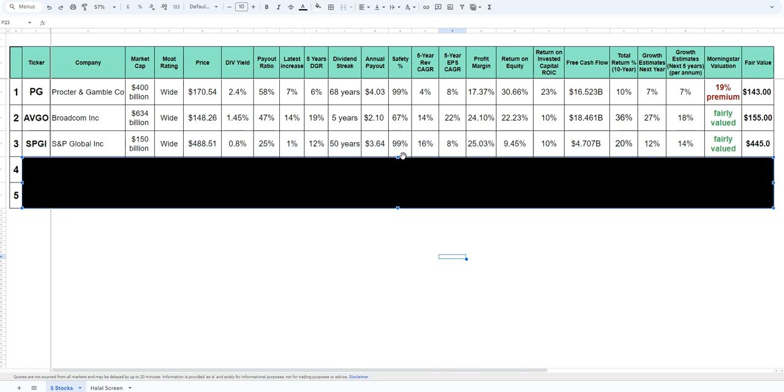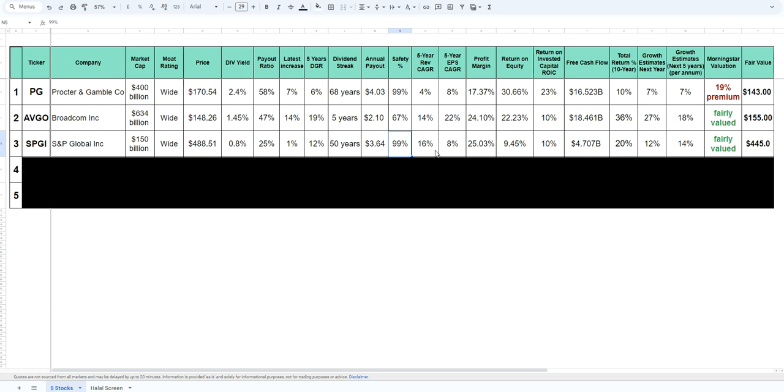Now the next one is S&P Global. Again, you probably see me talk about this company a lot because I really genuinely like the business model. Currently it has a market cap of $150 billion, wide economic moat. In terms of dividends, okay, not the best when it comes to the dividend yield, but of course that dividend is absolutely safe, 99%, so that means it is safe. So the highest any company can get is 99%.